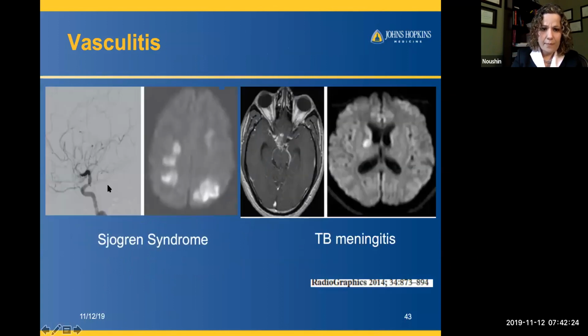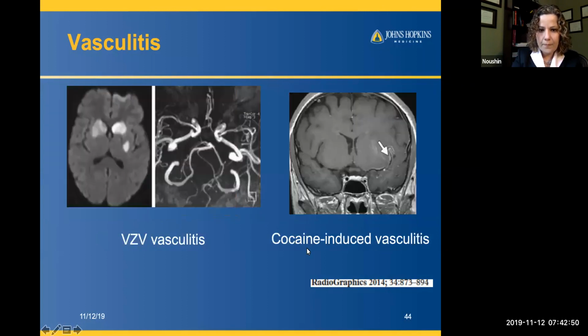These are some examples of vasculitis. This is a patient with Sjogren's syndrome. You can see there are areas of narrowing on angiography. The patient had multiple foci of infarcts bilaterally. This is a case of TB meningitis. Patient had a right basal ganglion infarct, and on MRI, there's pretty classic leptomeningeal abnormal enhancement predominantly in the basal cisterns and the skull base level.